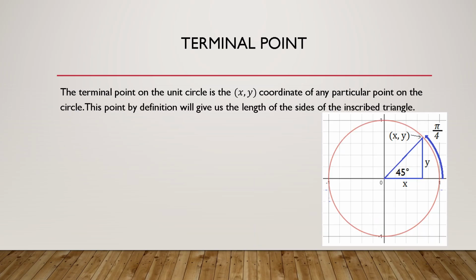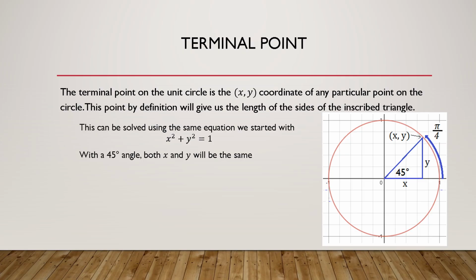The terminal point on the unit circle is the xy coordinate of any particular point on that circle. This point, by definition, will give us the length of the sides of the inscribed triangle. This can be solved with the same equation from the start of the lesson, x squared plus y squared equals 1. With a 45-degree angle, both x and y will be the same. So we can solve instead x squared plus x squared equals 1, or 2x squared equals 1.